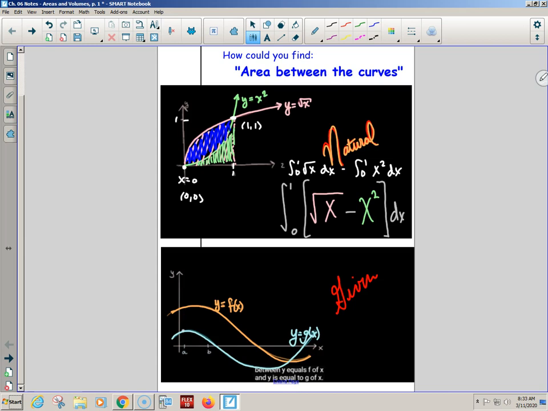What made this really easy? We knew the 0 and we knew the 1 because it was shown to us in the picture. What's going to make this guy harder? We don't have bounds. We don't have bounds.